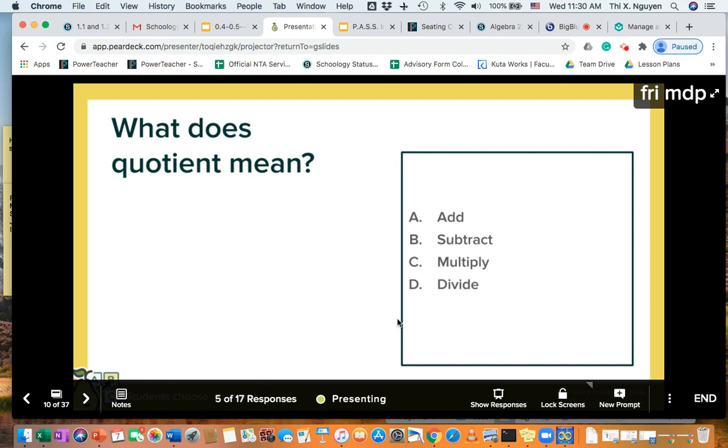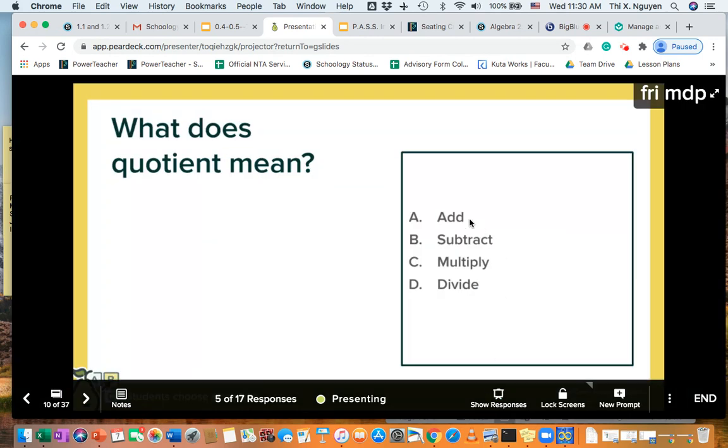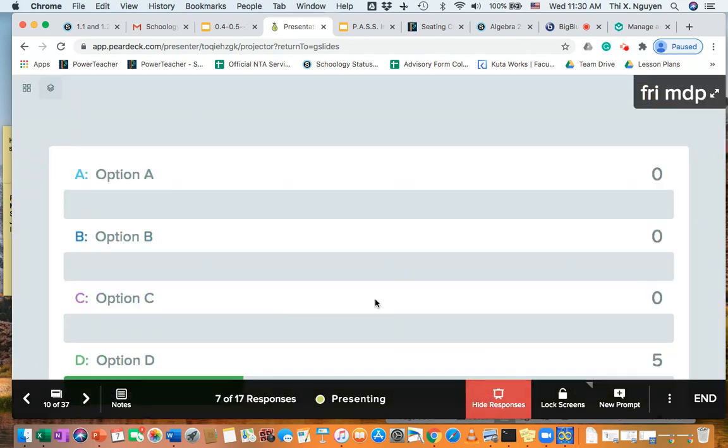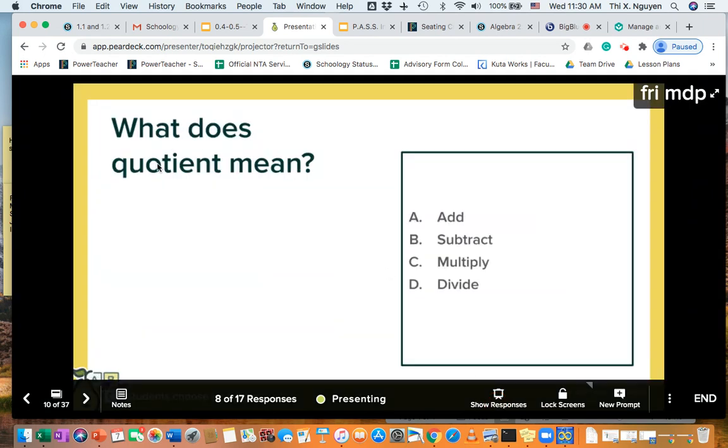Let's show some responses. For quotient, you say option A, B, C. Let's see which one is which. A is add, B is subtract, C is multiply, and D is divide. Okay. Quotient means option D, right? It means division. One of you chose E. That is not true. It's D. Divide. So quotient means divide.